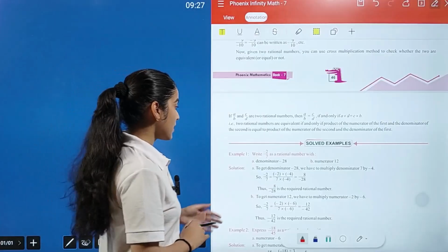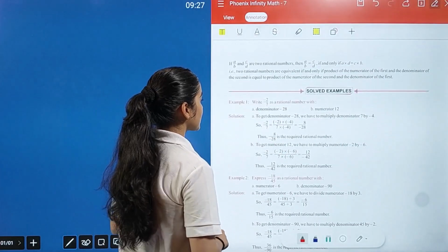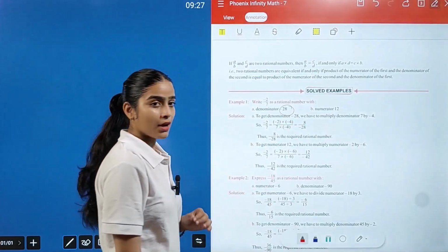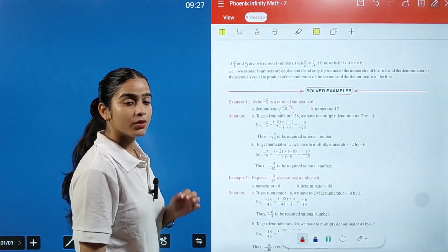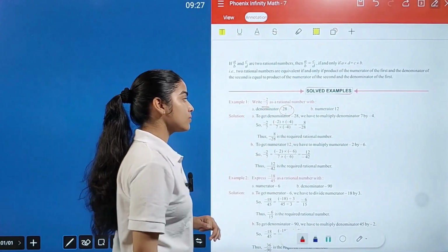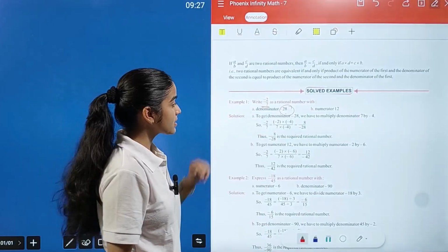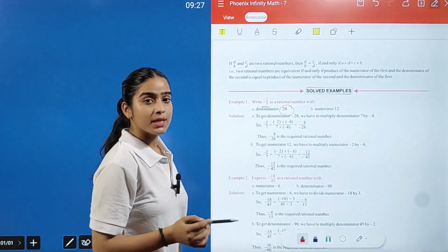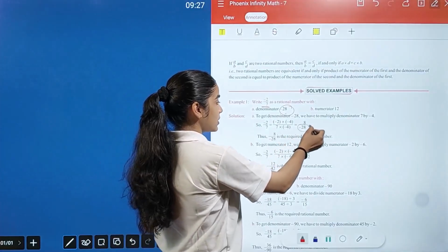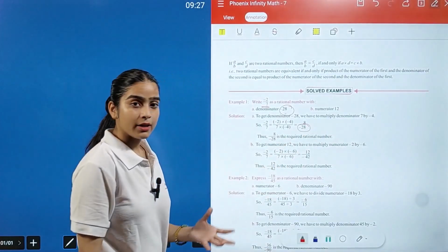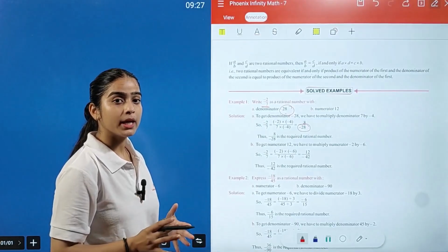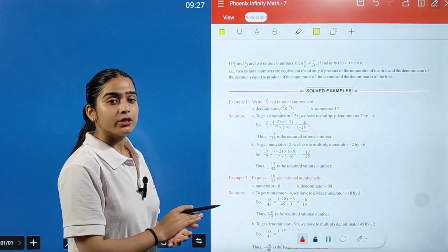Now write minus 2 by 7 as a rational number with denominator minus 28. For this we have to multiply our denominator by 4 to convert it into 28. But here we notice that we have a minus sign, so we have to multiply 7 by minus 4. So 7 multiplied by minus 4 is minus 28. But we already know that if we multiply the denominator by any number, we have to multiply the numerator by it as well.